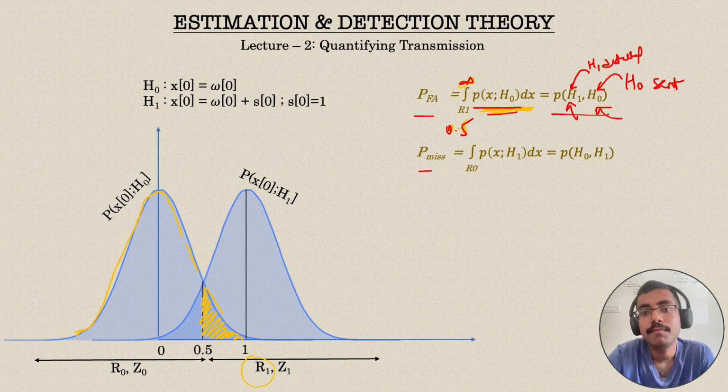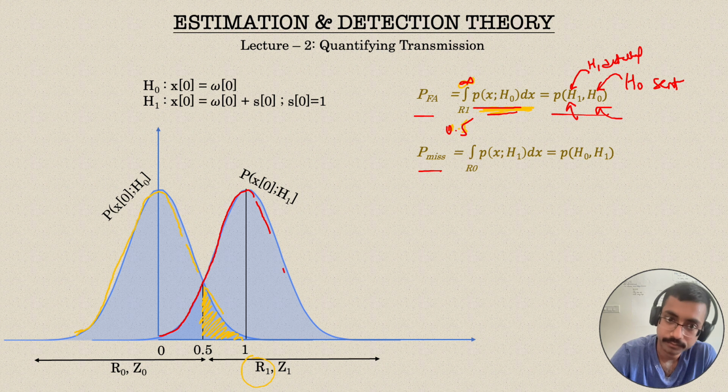Similarly, we have P miss here. So when we miss, what really happens? The signal was sent, but we could not detect it. So basically the signal was sent. This is the PDF of the signal being sent.